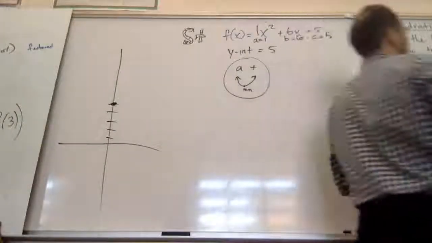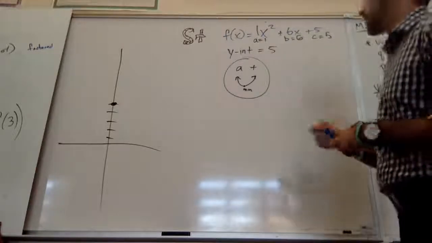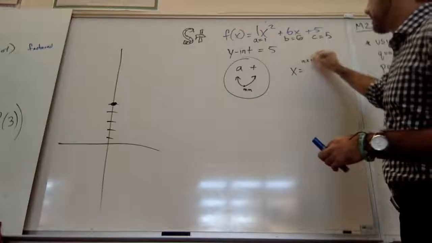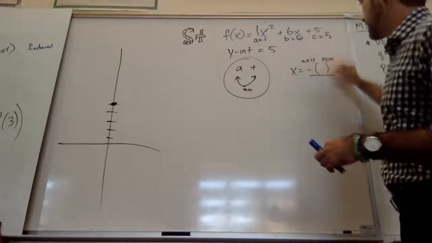I think actually, trying to get over to vertex form to have that really easy is going to take some extra steps we don't need to do. Let's go ahead and do it. So x is equal to the axis of symmetry. X is equal to negative b over 2a.